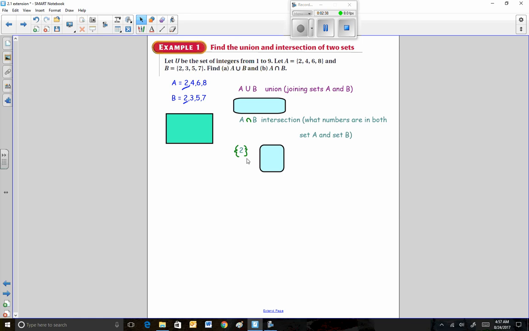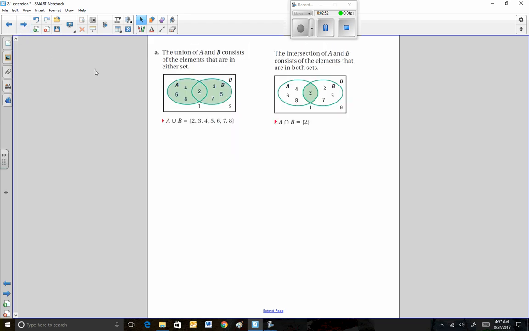By the way, these little squiggly lines, those are braces, and that's how we write what's called set notation. So this is set notation when you write braces. Let's take a look at a problem for you guys to do. Okay, on the next slide.